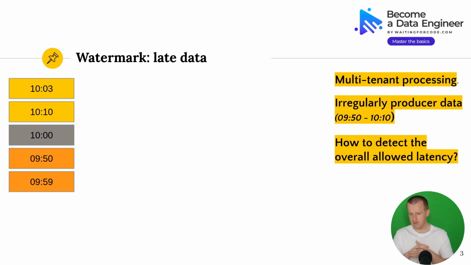Let's take an example. Here we have some multi-tenant processing. So we have tenant yellow, tenant gray, and tenant orange. And as you can see, the data is produced irregularly. There is an orange tenant that is really slow, it's 9:50 for him, and there is a yellow tenant that is quite fast, more real time, it's 10 o'clock, 10:10. And how in that scenario do we detect an overall allowed latency?